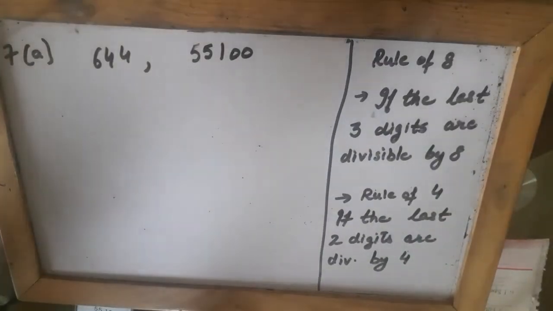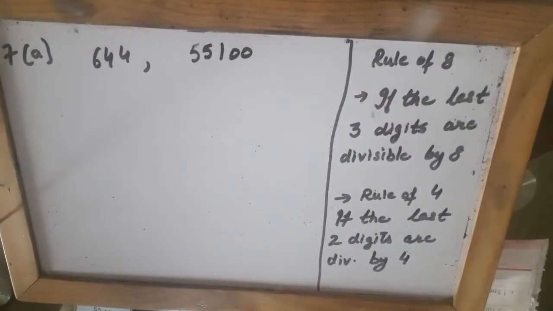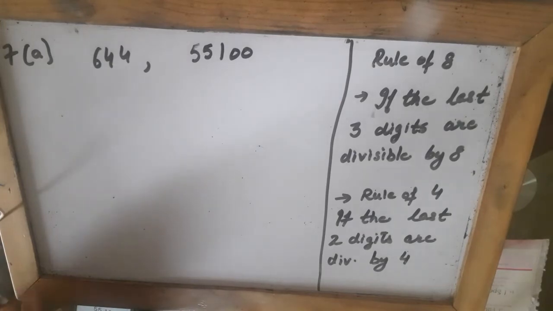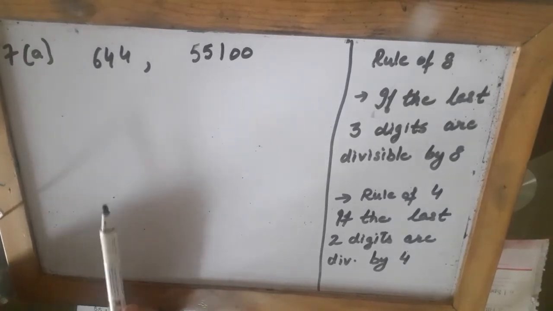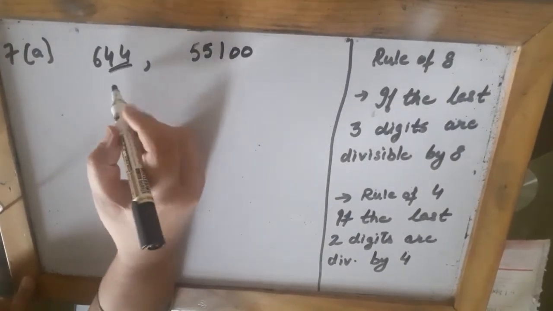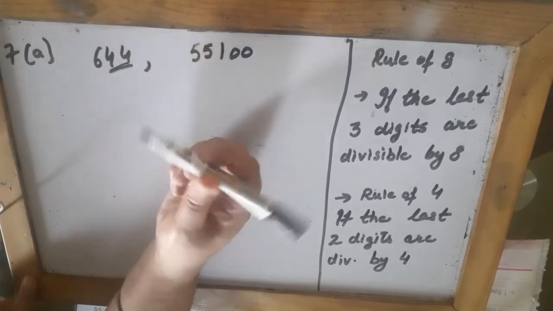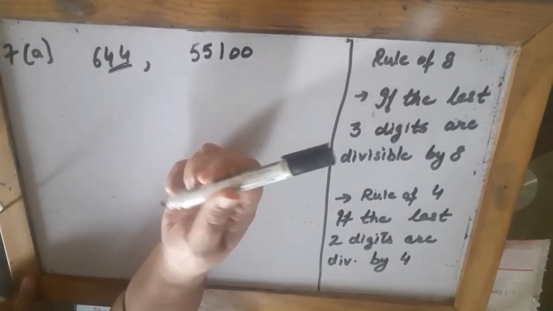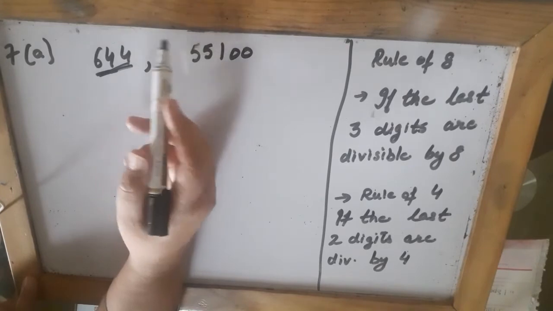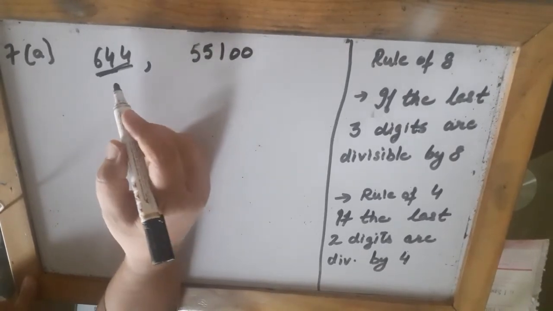Now we come to the 7th question. You are given some numbers and they are asking which of these numbers are divisible by 4 but not by 8. Among these numbers we have to find out which are divisible by 4 but not divisible by 8. The divisibility rule of 4 we have already done: take the last two digits, and if they are divisible by 4, the number is divisible by 4. The rule of 8 says that we have to take the last 3 digits and divide them by 8. If they are divisible by 8, the number is divisible by 8.